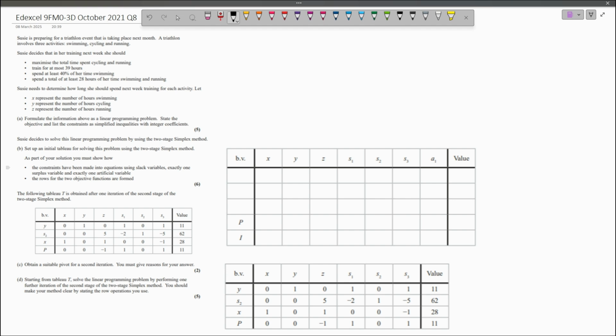This time we're attempting question 8 of the October 2021 decision maths paper by Edexcel. Susie's preparing for a triathlon event that is taking place next month, and the triathlon involves 3 activities: swimming, cycling and running.